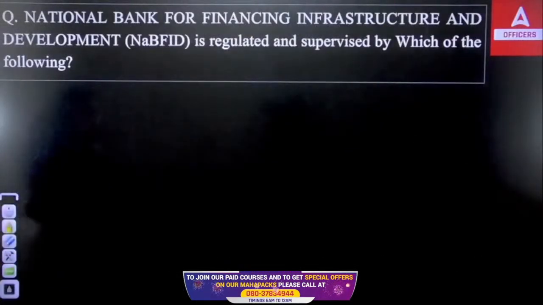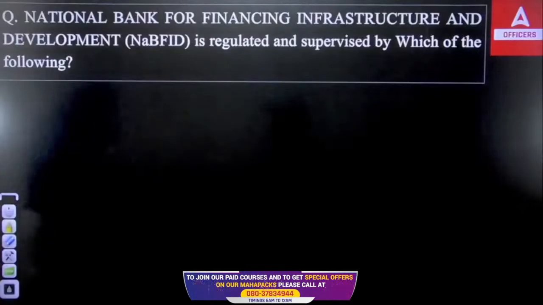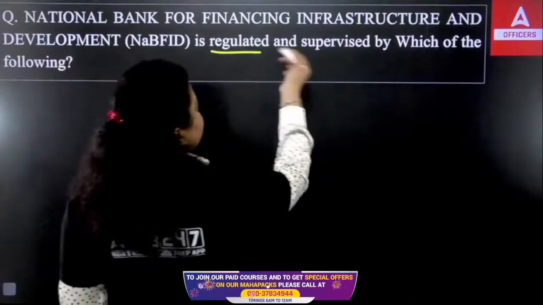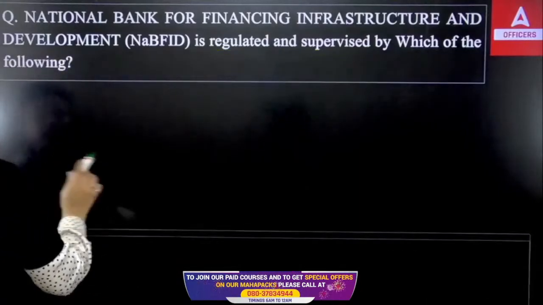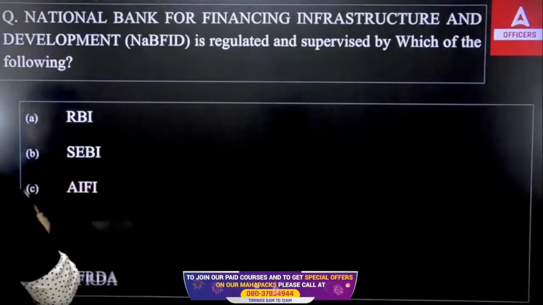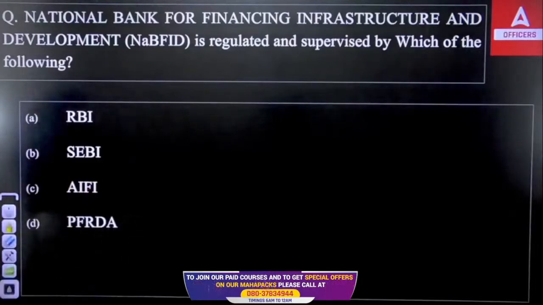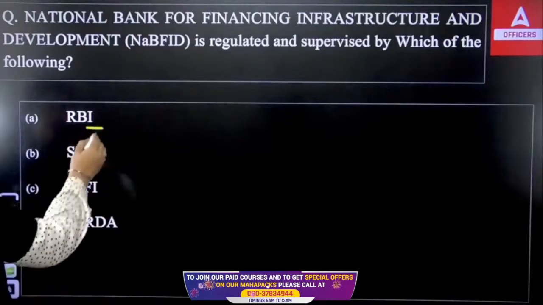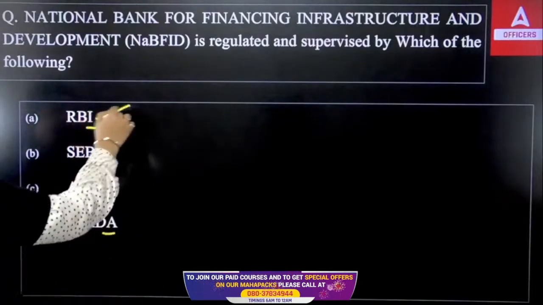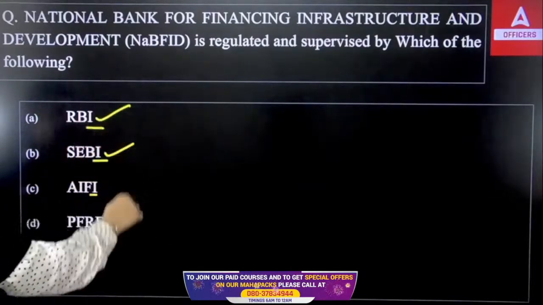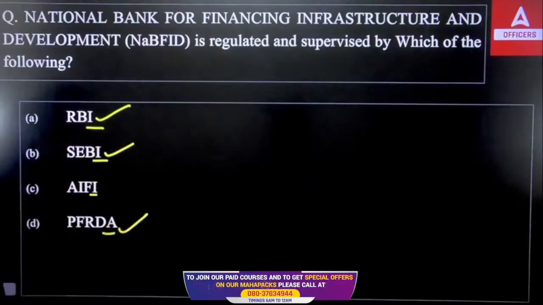National Bank for Financing Infrastructure and Development, that is the NaBFID. It is regulated and supervised by which of the following? So we know that this is the latest one, development financial institution. So it is regulated and supervised by whom? RBI, SEBI, AIFI or PFRDA. So you know RBI regulates the banking system, SEBI regulates the investment market, PFRDA regulates the pension fund.